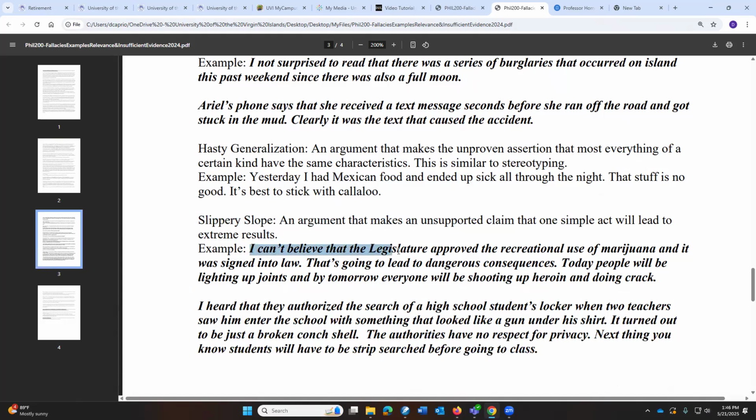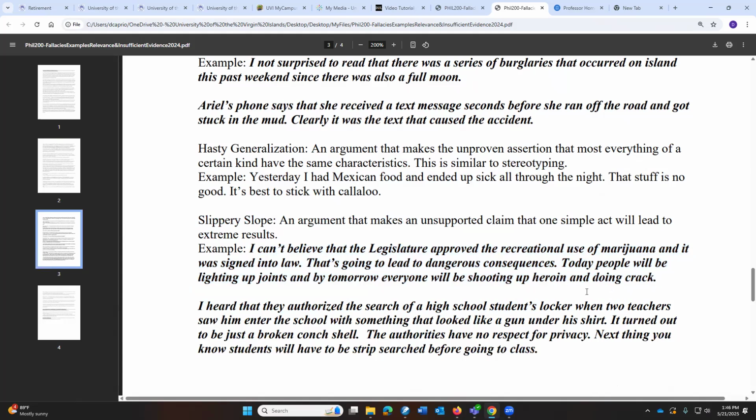I can't believe that the legislature approved the recreational use of marijuana and it was signed into law. That's going to lead to dangerous consequences. Today, people will be lighting up joints, and tomorrow, everyone will be shooting up heroin and doing crack. Well, I don't know about that. That's not really a logical sounding argument.